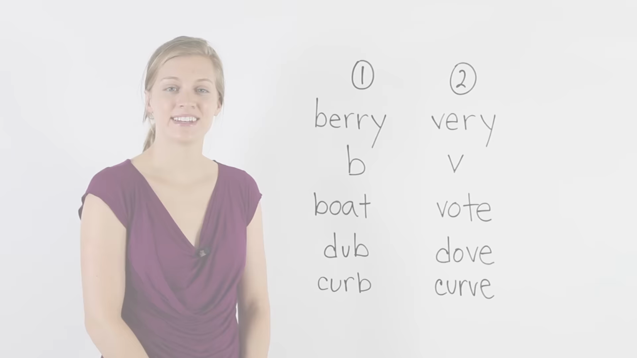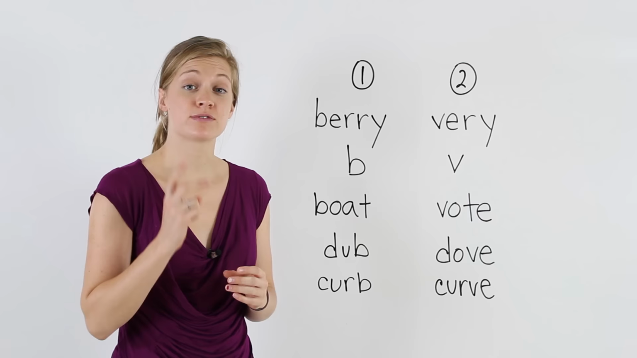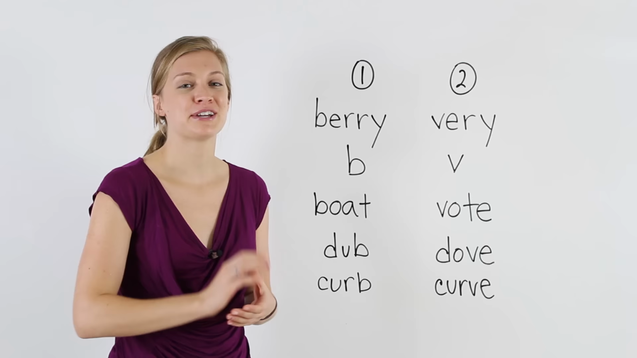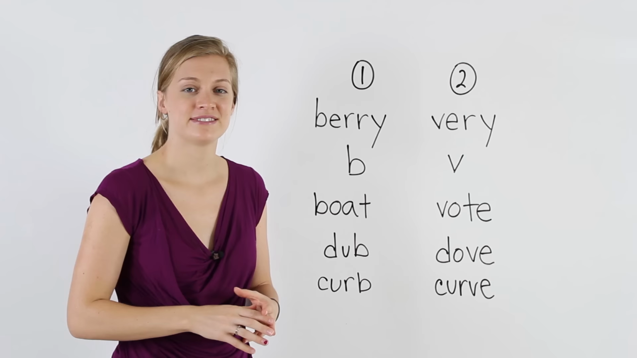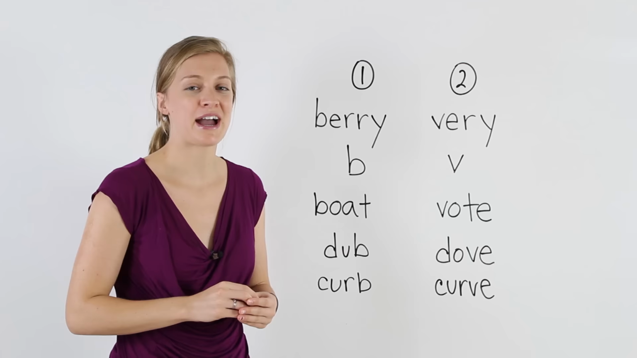Now let's take the listening test. There will be a choice of two words. I will say one word, and then you choose the correct answer. I bet you'll do fine. The first two words are berry and very. Listen carefully. Berry. If you were listening carefully, I bet you chose berry.